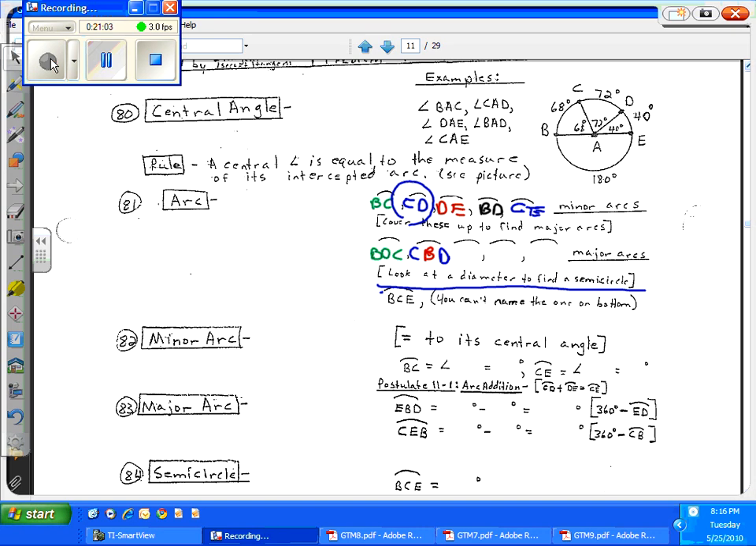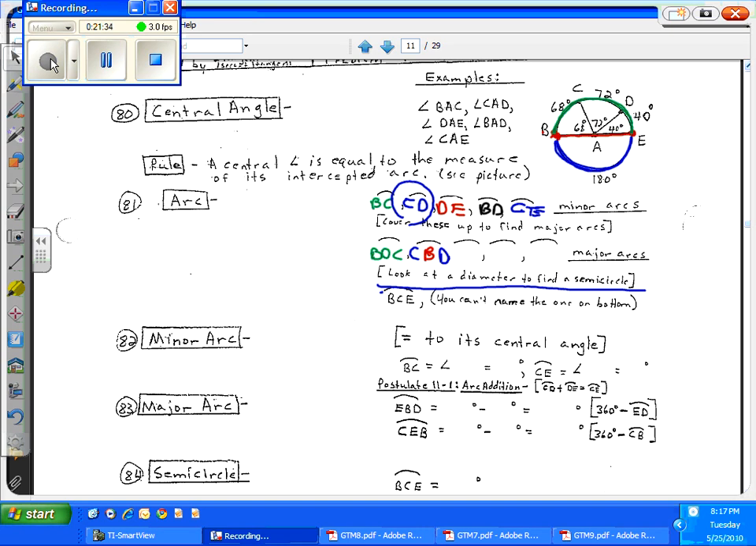So if you want to find a semicircle, then you're going to draw a diameter, because a diameter cuts the circle in half. Since both semicircles, the top half and the bottom half, have the same endpoints, you can't use two letters to name a semicircle, because you wouldn't know which one you're talking about. So you have to use three letters.